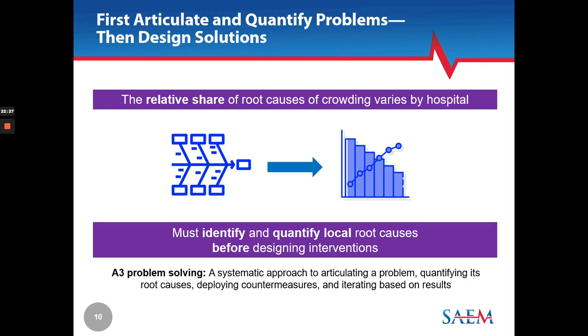And of course, there's a reason we emphasize the word potential in this slide: to once again reiterate the point that the root causes of crowding, whether they're related to input, throughput, output, or economic factors, vary by hospital. So if you're trying to solve ED crowding in your ED, the first step is to identify and quantify the root causes of crowding in your individual ED before figuring out what the solutions are. A3 problem solving is a widely recognized process. You're probably familiar with it, and you can use it to identify, quantify, and design countermeasures to the root causes of crowding in your ED.